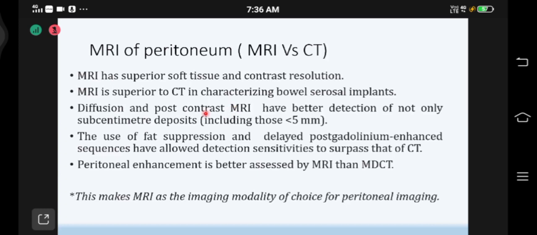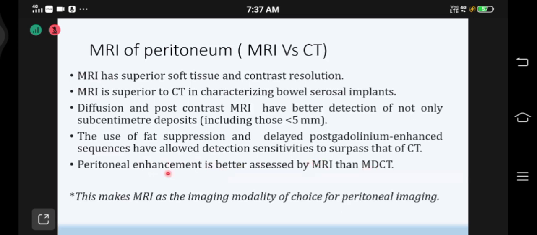Then we have post-contrast MRI, which gives better detection of not only sub-centimeter deposits but also deposits in complex anatomical areas, such as difficult subdiaphragmatic areas, which in CT we can easily see in MPR because of its multiplanar capability. The use of fat-suppressed sequences and delayed post-gadolinium enhanced sequences has allowed detection sensitivities to surpass that of CT. With these advanced sequences, it has already been proven that peritoneal enhancement is better assessed by MRI than MDCT.